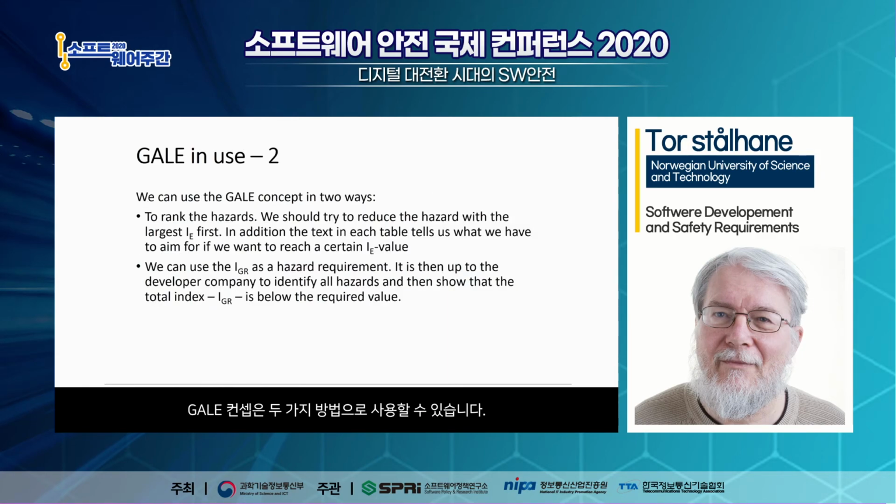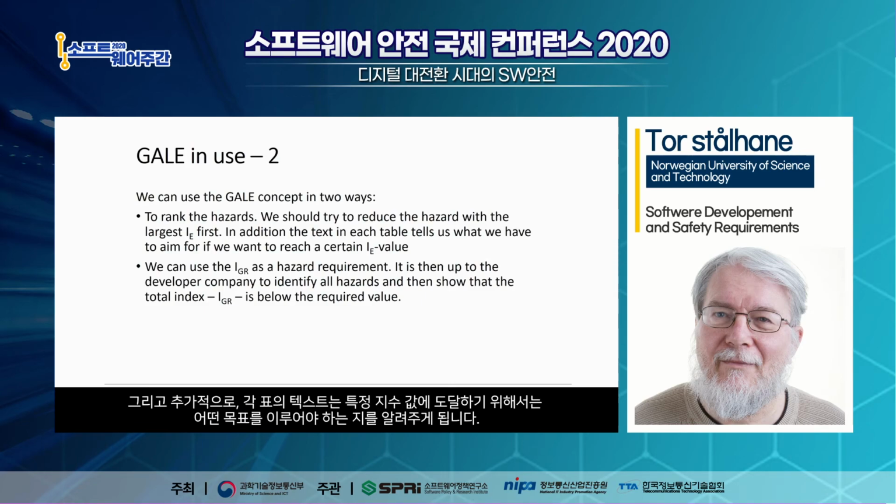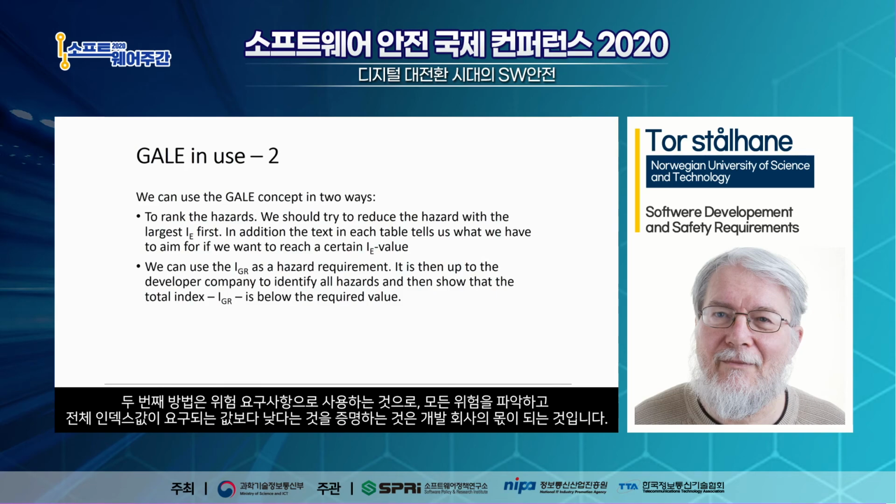So we can use this in 2 ways. We can rank the hazards. We can try to reduce the hazard with the highest index first. And in addition, the text in each table tells us what we have to aim for if we want to reach a certain index value. Or we can use it as a requirement. It's up to the developer company to identify all hazards and then show that the total index is below the required value. Okay.